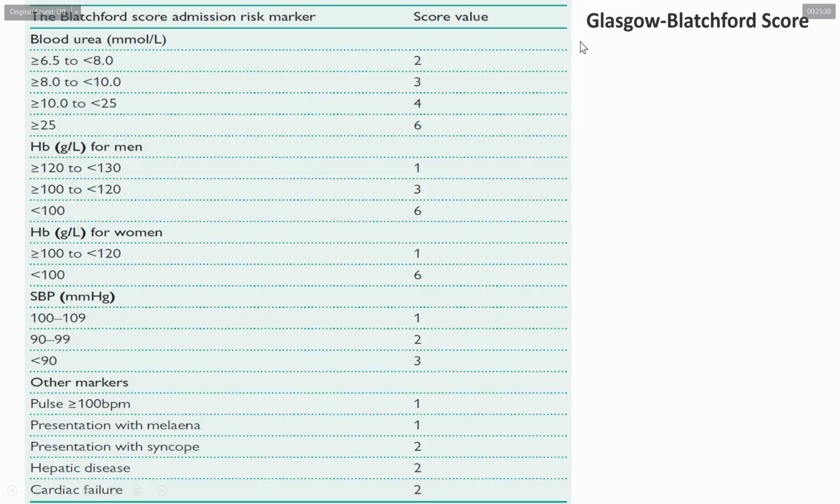The other one, which is more thorough, which you probably need to know, is the Glasgow-Blatchford score. This one is the patient's hemoglobin, blood pressure, comorbidity, heart rate, and other problems, hepatic and cardiac failure, and don't forget BUN. So this is more clinical, and this is probably more useful to you as new doctors. Glasgow-Blatchford gives you an idea, stratifying the patient into risk of mortality.